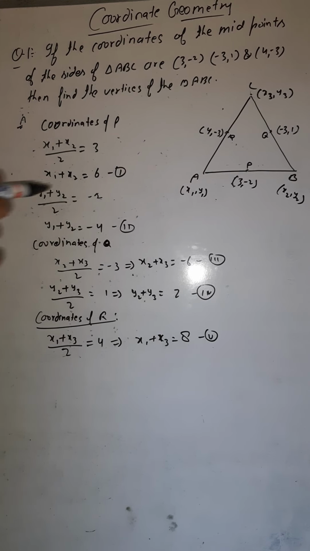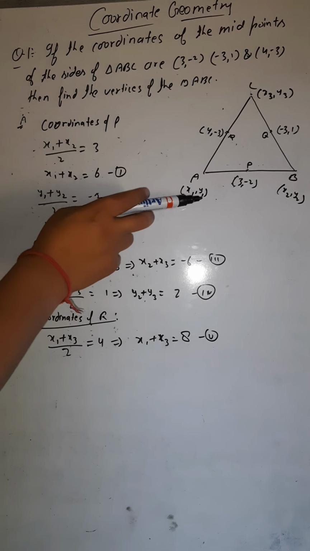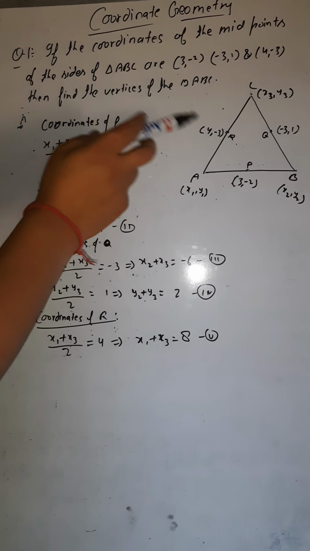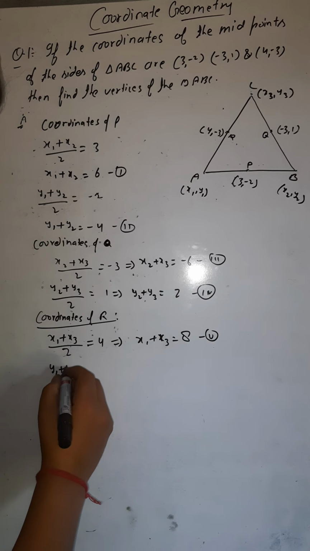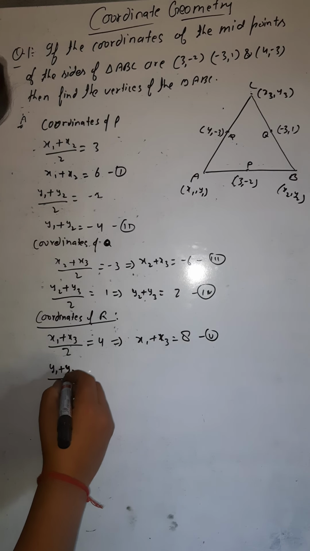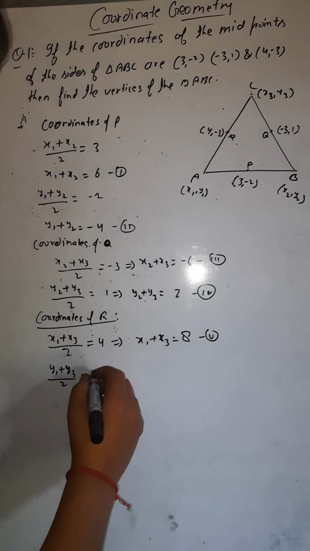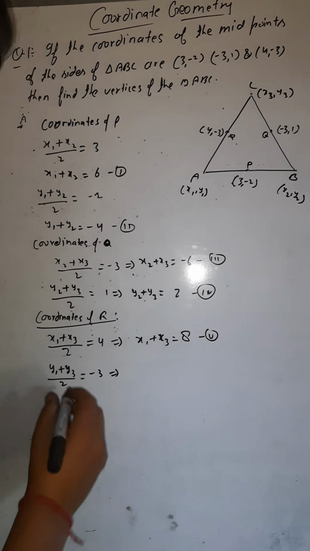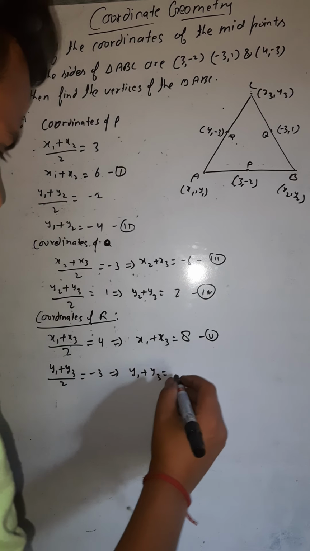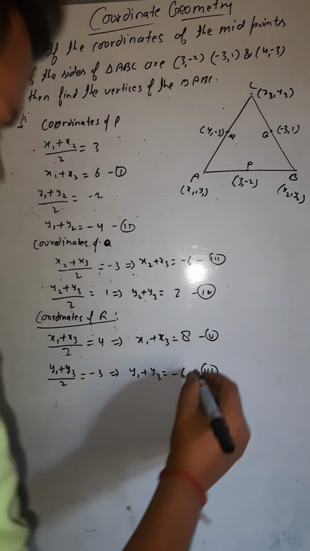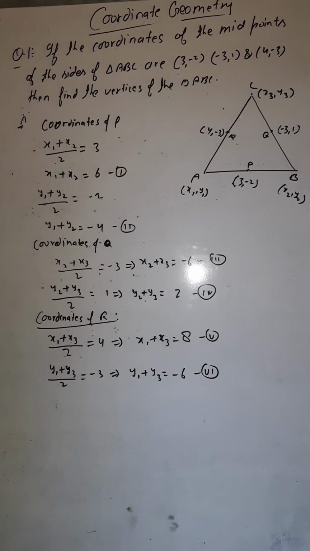One more equation I would have from here, that would be the second one: (y1 + y3)/2 = -3. So from here y1 + y3 would be equal to -6. So this would be equation number 6. Hope you are getting this. y1 + y3 equals -6. Are you getting this? Very good.